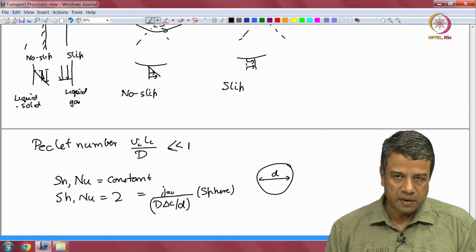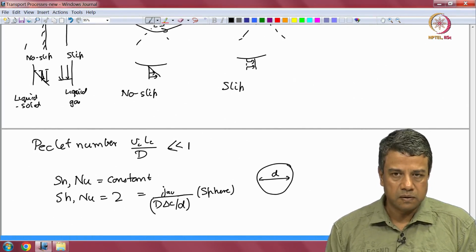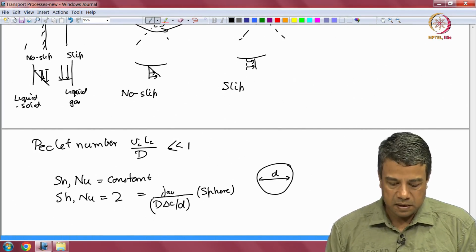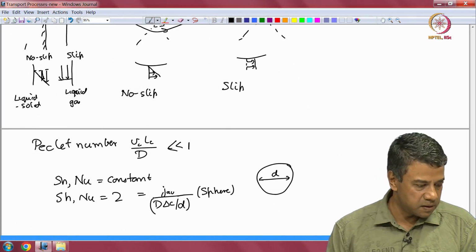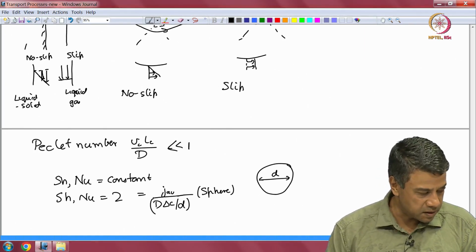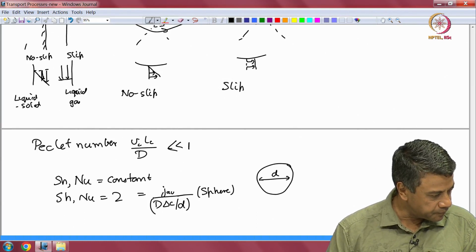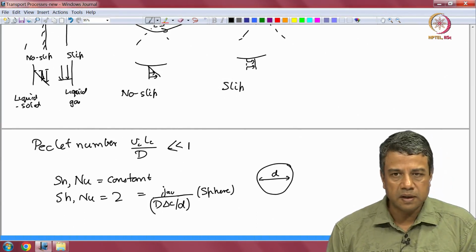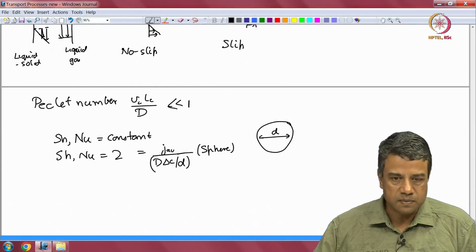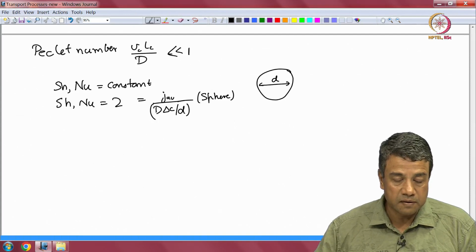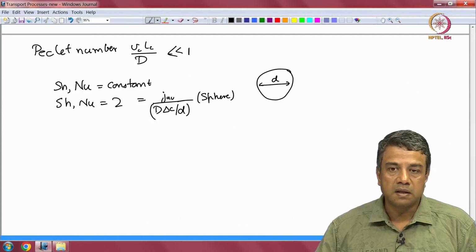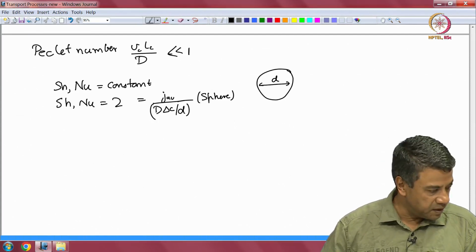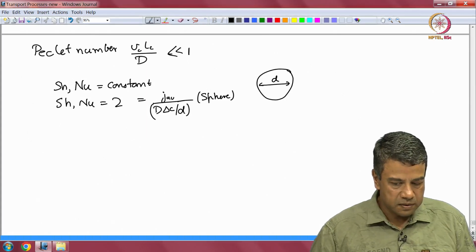So, for the flow around a particle in the limit of low Peclet number, the Nusselt number or the Sherwood number has to be just a constant. And this can be used to straightaway determine, for example, the rate of transport in the limit of low Peclet number in the diffusion dominated regime. So, let us look at an example.